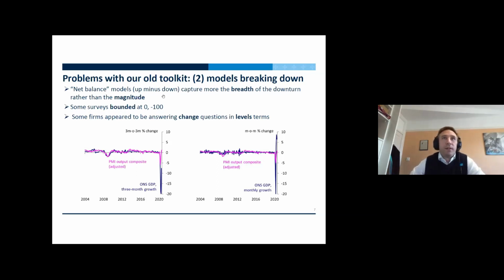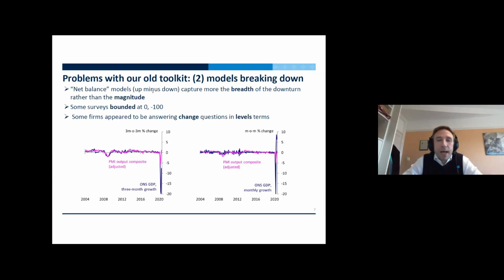Some business surveys are net balance surveys. They measure the number of firms whose output's going up versus down. Now, in normal times, they do a good job, but when you get to more extreme outturns, they seem to cover more the breadth of the downturn rather than the magnitude. In normal times, the former is a pretty good proxy for the latter, but they haven't been in recent months. Another issue is that the surveys are bounded by 0 or 100.